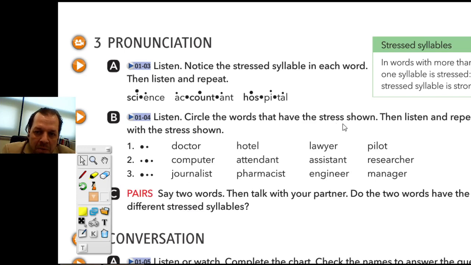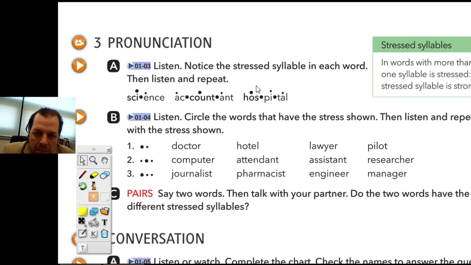I want you to circle the words that have the stress shown. Okay. Early stress, middle of the word stress, or three syllables with early stress at the beginning.